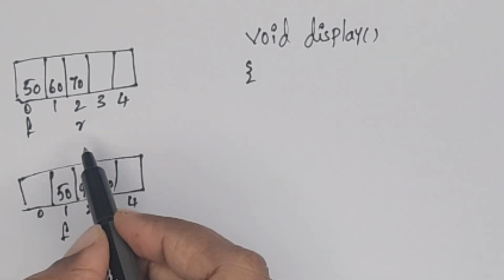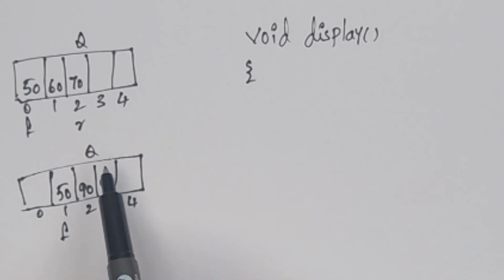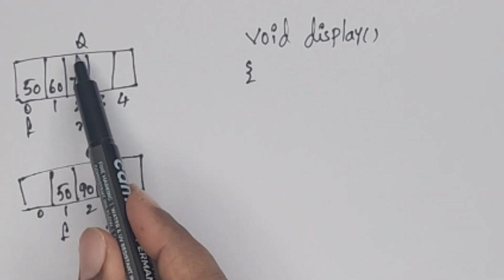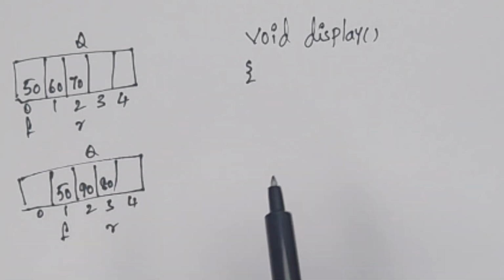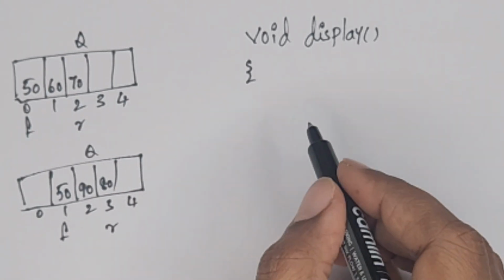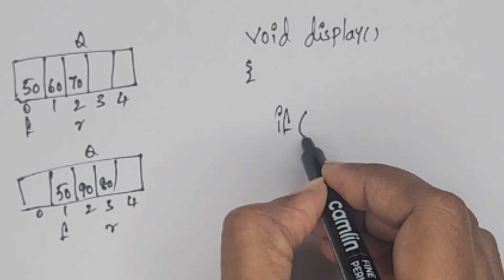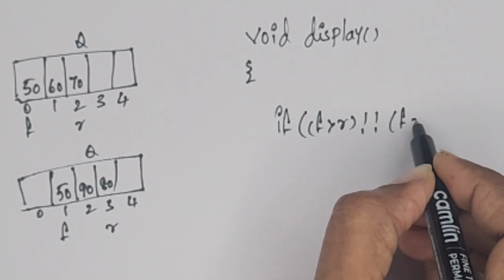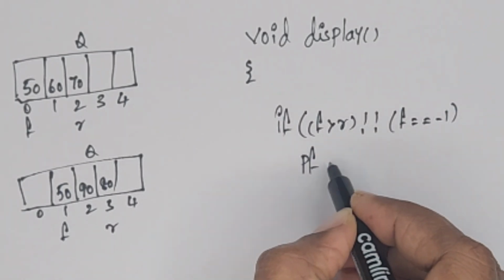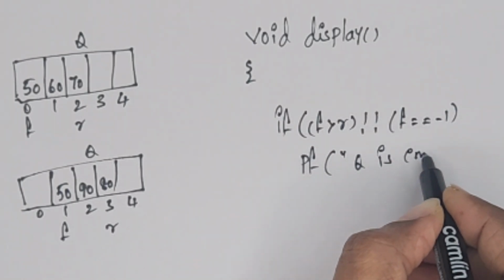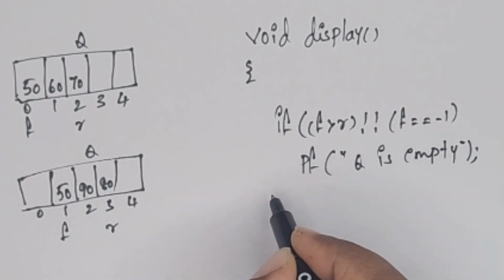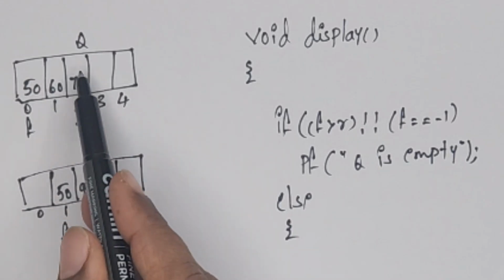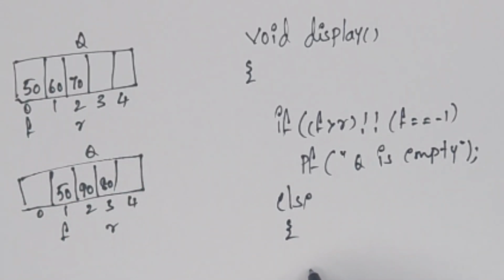See, what we have to display: this is the Q array, this is Q. We have to display the elements from Q, 50, 60 and 70. It means Q of 0, Q of 1, Q of 2. So we have to repeat one for loop. First I'm going to write if front is greater than rear or front is -1, print a message that Q is empty. If it is empty, we cannot display the elements, else display Q of 0, Q of 1, Q of 2. So we have to repeat one for loop.